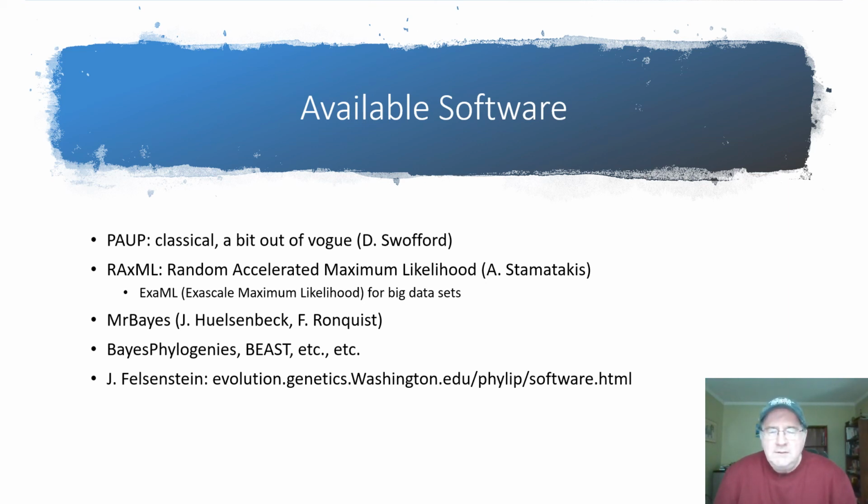There are just a slew of other Bayesian programs, BayesPhylogenies, BEAST, the list goes on and on. You can see lots of them listed at Felsenstein's website, and they continue to be developed. It's like a new flavor every year. So all of these are still under rapid development, and as I say, there are libraries for most, if not all, of these approaches as well.